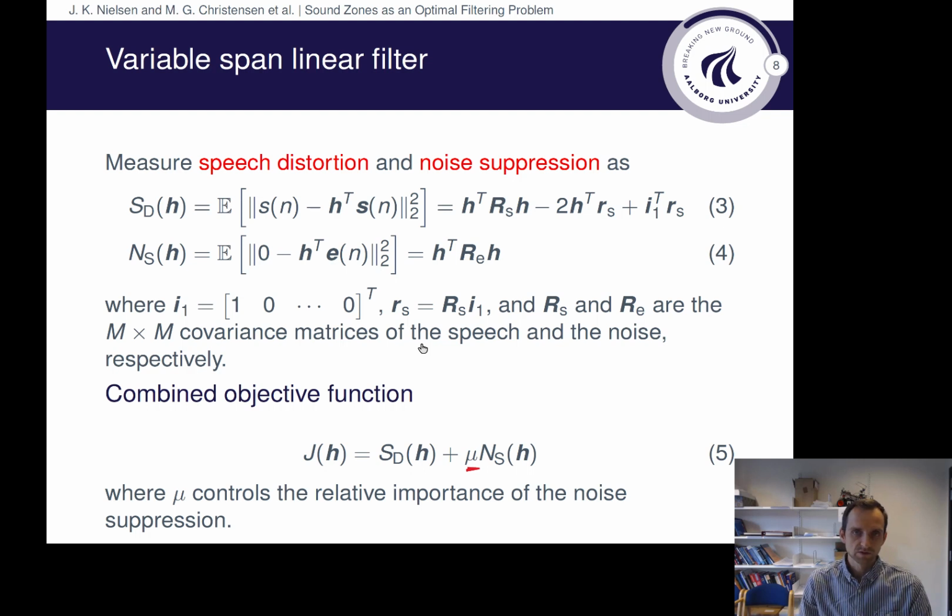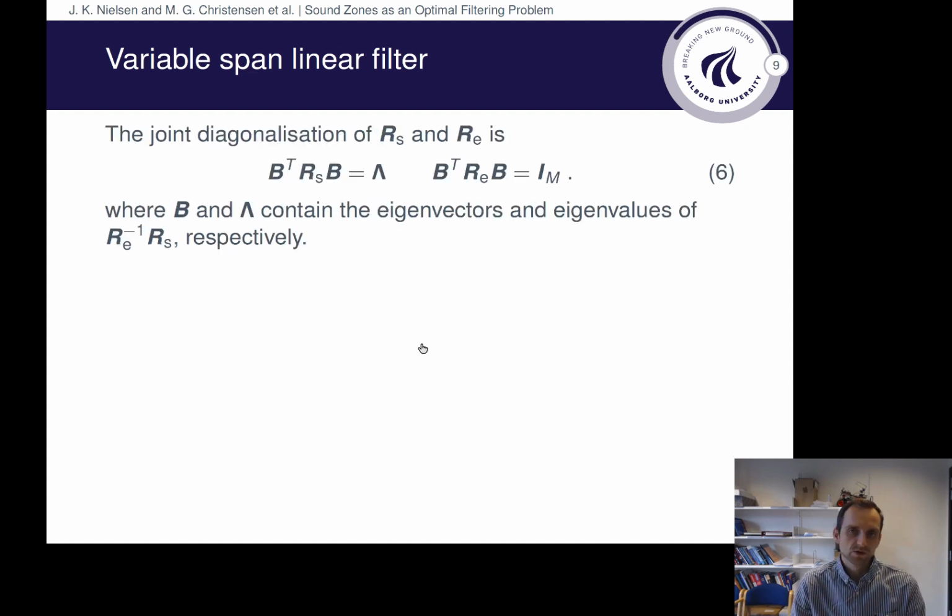But that's not all we do in the variable span linear framework. We want even more control of this trade-off between the speech distortion and the noise suppression. The way we do that is to make a low-rank approximation to the clean speech covariance matrix. To understand how this works, we have to use this joint diagonalization. It's fairly simple if you are familiar with an eigenvalue decomposition. You compute the inverse of the noise covariance matrix times the clean speech covariance matrix, and then you take the eigenvalue decomposition of that.